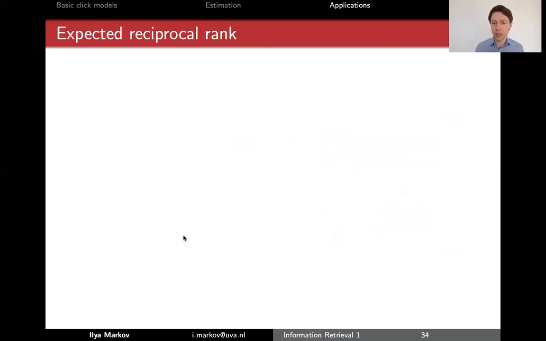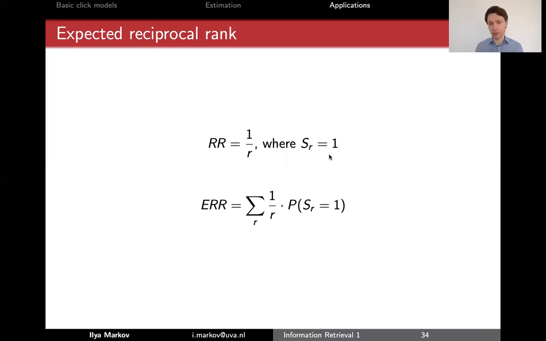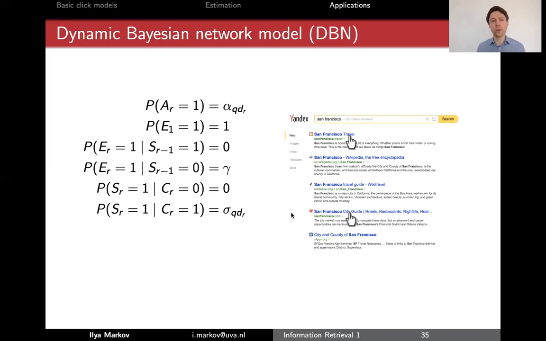Now, let's get back to ERR that you saw a few weeks ago. Now, reciprocal rank is just 1 over the rank of the first click document, or we say the first document where we were satisfied. So it's 1 over rank of a document where satisfaction is 1. So the expected reciprocal rank is obviously 1 over R multiplied by the probability of satisfaction. That's just by definition of expectation. Now let's try to derive this from some click model. And that click model that we will use is called dynamic Bayesian network model, DBN. It's a type of cascade model.